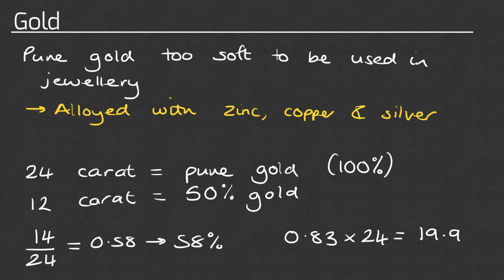Likewise, you can convert a percentage of gold into a carat by timesing it by 24. So for example, if you've got 83% gold, you could do 0.83 multiplied by 24 to give 19.9. So a sample of gold which is 83% pure would be the equivalent of 19.9 carats.